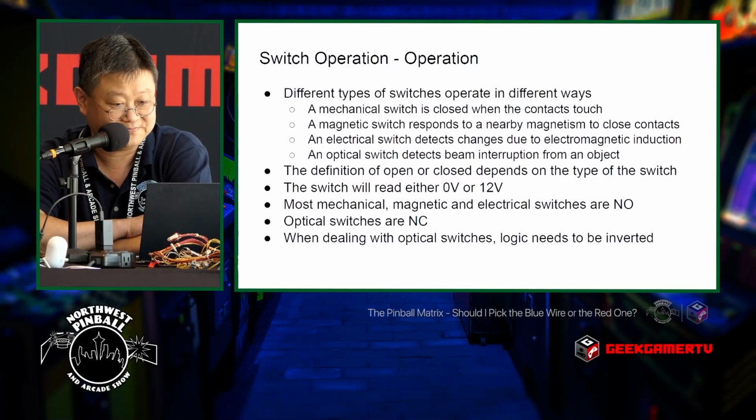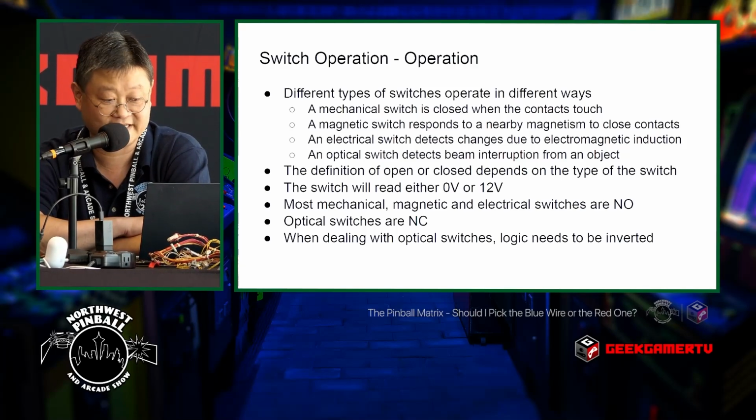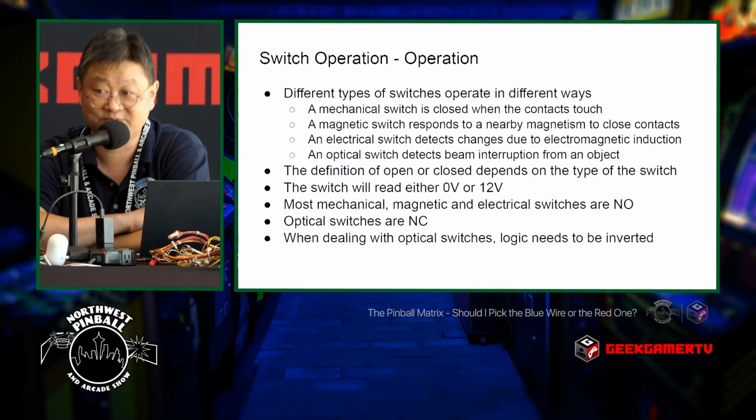Switch operation. Different switches operate in different ways, and I touched on this a little bit earlier. A mechanical switch is purely contacts touching. A magnetic switch corresponds to a change in magnetism. An electrical switch corresponds to changes in electromagnetic induction.